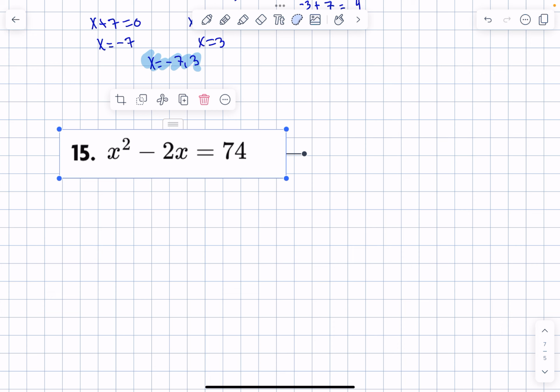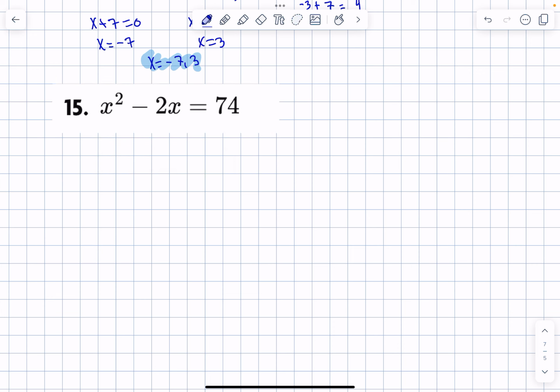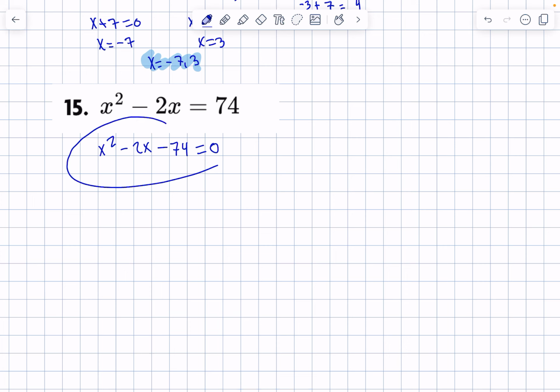Let's see. Okay. So again, I don't like seeing it like this, right? I put it in standard form. X squared minus 2x minus 74 is equal to 0. Okay, this is kind of where I am with this. Think about what numbers multiply to 74.